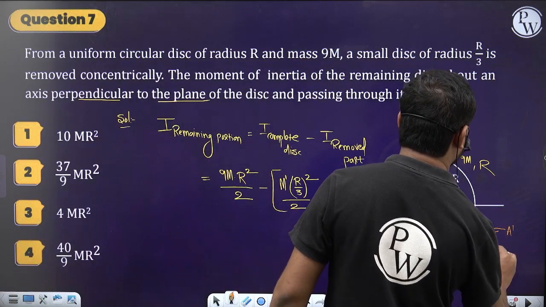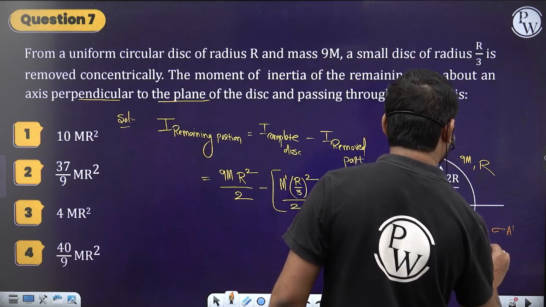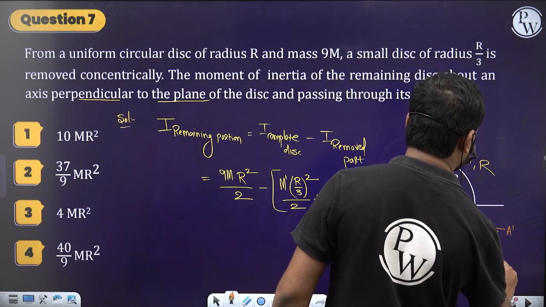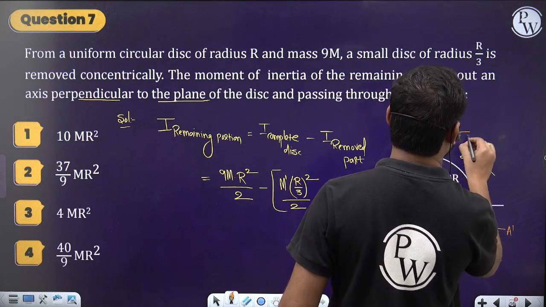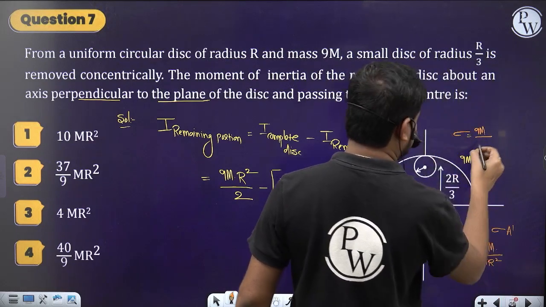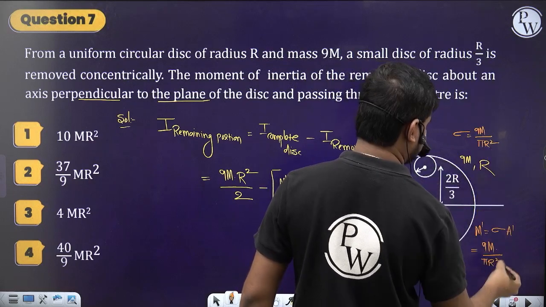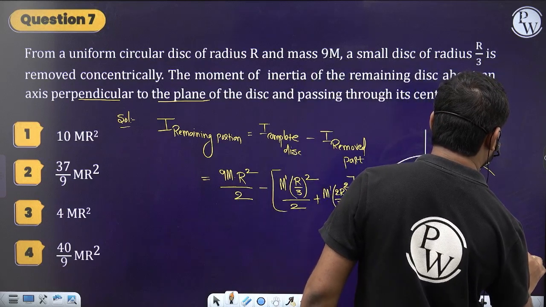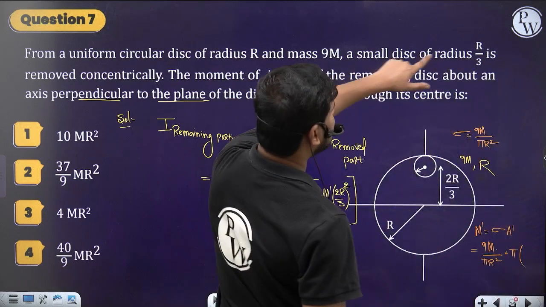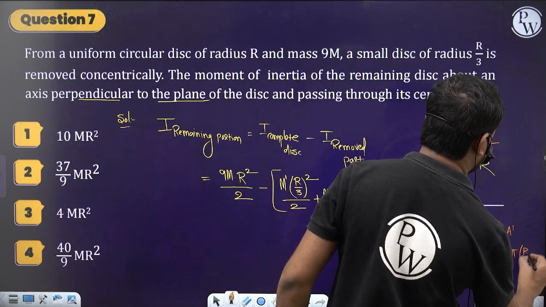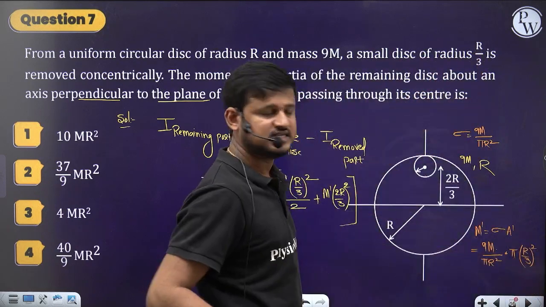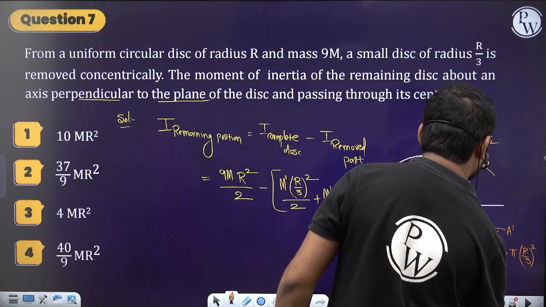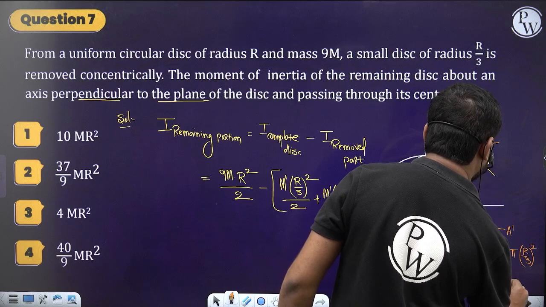So what is sigma? Total mass 9m into mass per unit area, pi r square, the total one. Sigma is equal to 9m, the total mass, by its area pi r square. So what is A dash? A dash will be pi into r square. What is r? r is r by 3 here. The removed part has the radius r by 3. So from here I can write 9m by pi r square into pi r square by 9.